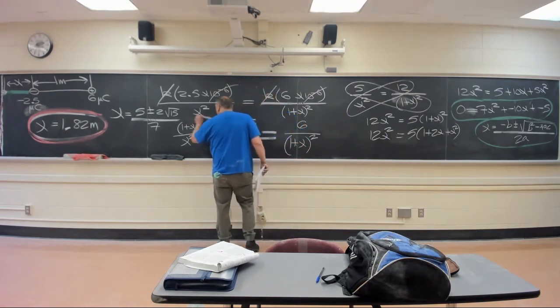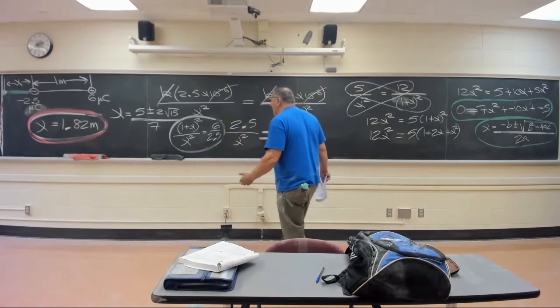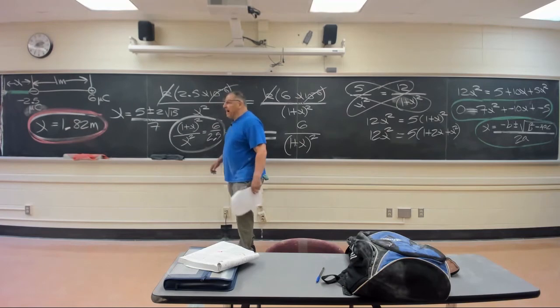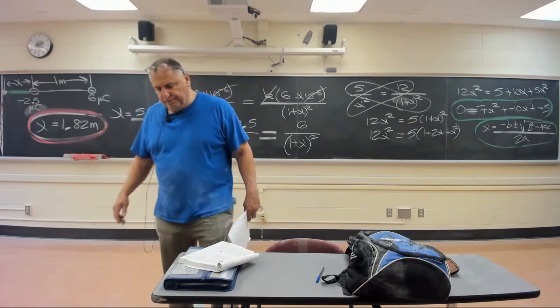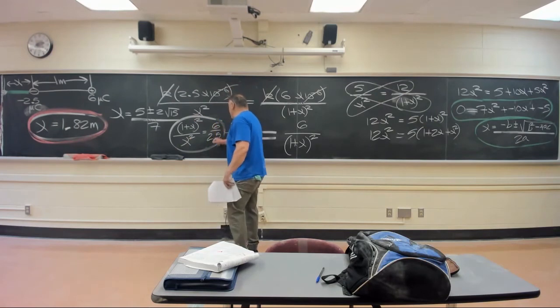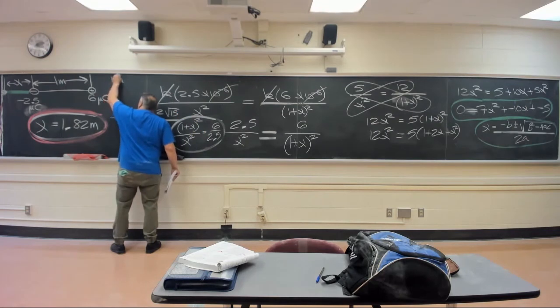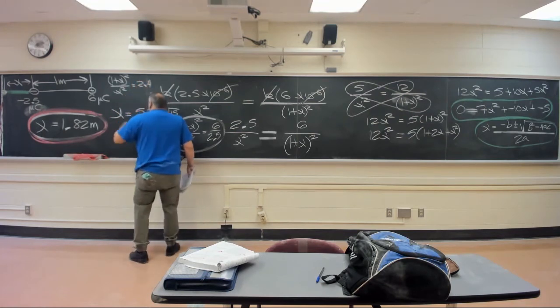You could have gone here. You're going to get the same answer. I didn't do this, but I'm saying you could have done this. 6 divided by 2.5 is 2.4. So what you have is, square root both sides.